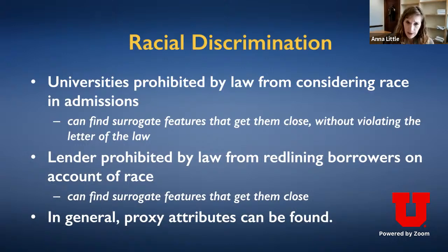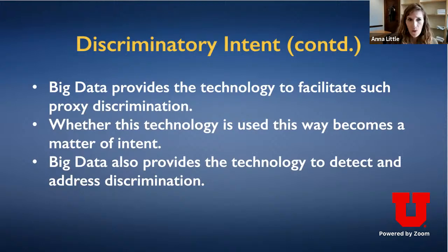And similarly, lenders are prohibited by law from redlining, or not lending to someone on account of race. That is illegal. However, it's really easy to find surrogate features which are highly correlated with race that get them close. They can say, well, we're not going to lend in that zip code or that neighborhood. They can redline certain neighborhoods without actually specifically saying it's on account of race. So in general, proxy attributes are easy to find, especially in this day of big data where we have so much data. It's easy to find proxy attributes that can be used for discrimination if that's the intent. As we've seen, big data provides the technology to facilitate such proxy discrimination, and whether this happens becomes a matter of the intent of the person using that data.